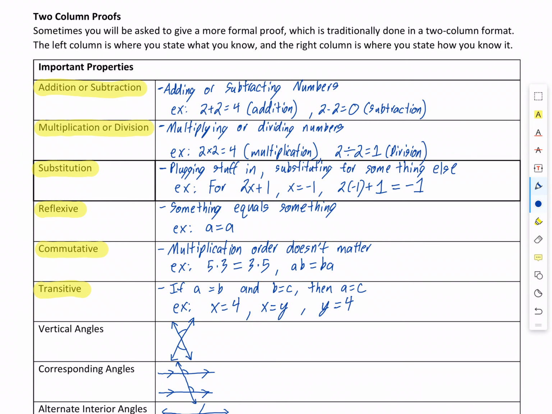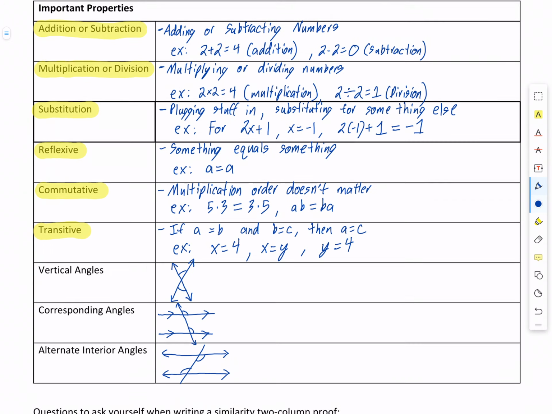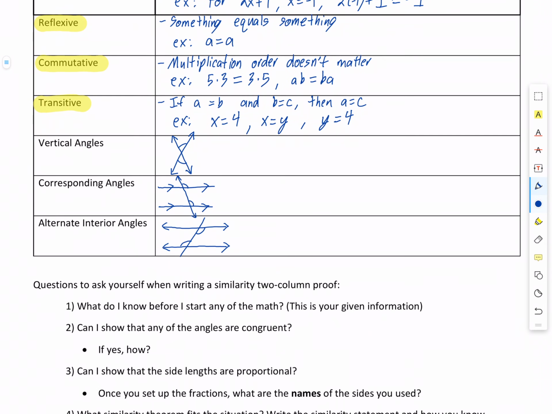Okay, then we'll keep going down here. The vertical angles property. So this is, like we've seen, that vertical angles are congruent. So if there's just one on top of the other, they're congruent. So we'll put that in here. Vertical angles are congruent. So these help us to know which angles are congruent or which angles are equal.